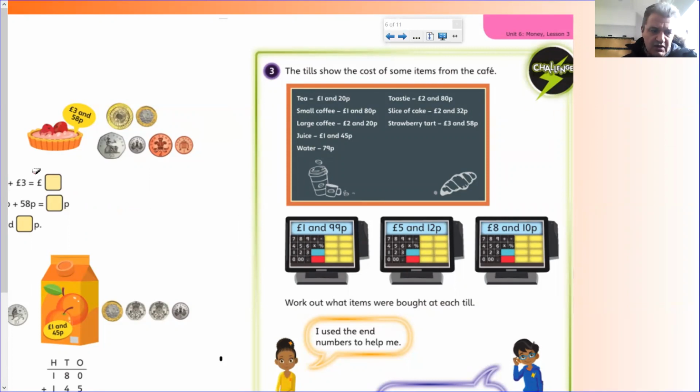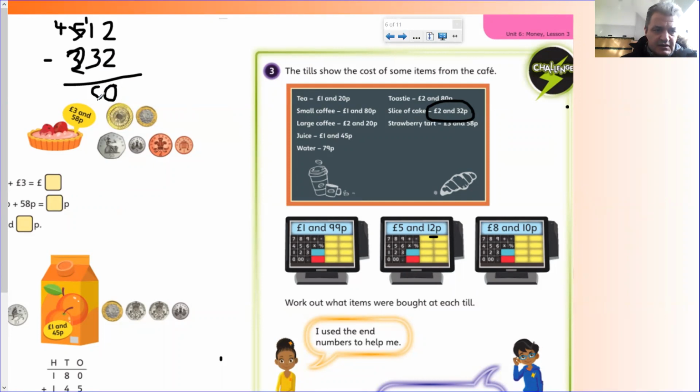Now I know that the only 2 I've got anywhere in my units is in here. So one of them's got to have a 2p, or two units have got to add up to a 2. I know this is one of them. Okay, so then I could do an inverse addition, and I could do 500 take away the 232. 2 take away 2 is 0. 11 tens, take away 3 tens, 8 tens. 280 pence I'm left with.